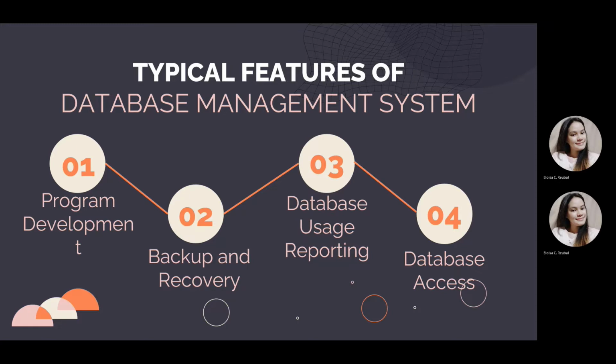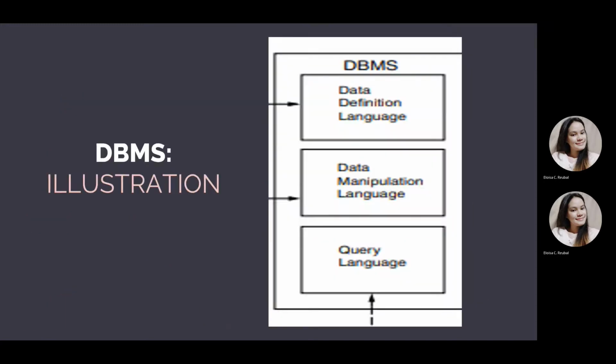Lastly, the database access. This is the most important feature of a DBMS to permit authorized users to access the database, since the main goal of using a database management system is to provide controlled access. And from our illustration, we can see the three software modules that facilitate this task. These are the data definition language, data manipulation language, and the query language. Let's define them one by one.